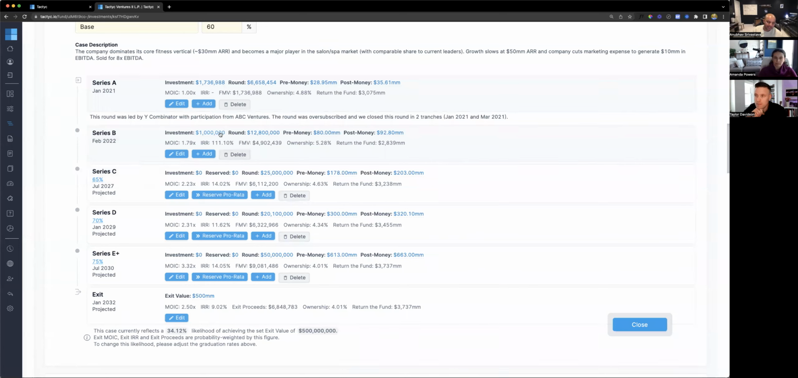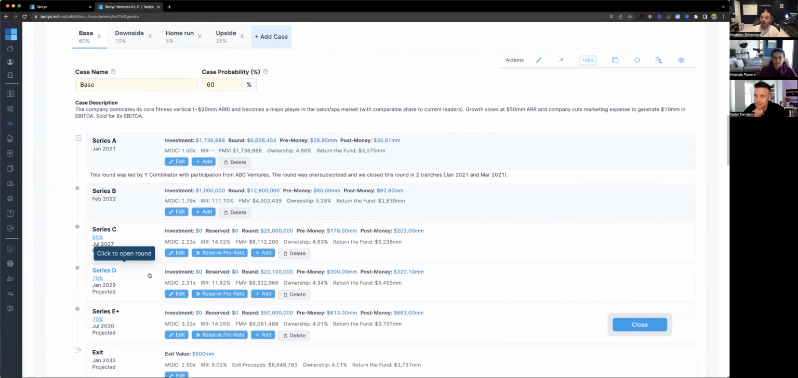But the key thing to note is that the FMVs and the exit proceeds and the multiples are all risk weighted. You're seeing a $500 million exit here, which is only a 2.5x return. And that might be confusing, why that is. And that's because I have these risk weighted methodologies happening in the middle.